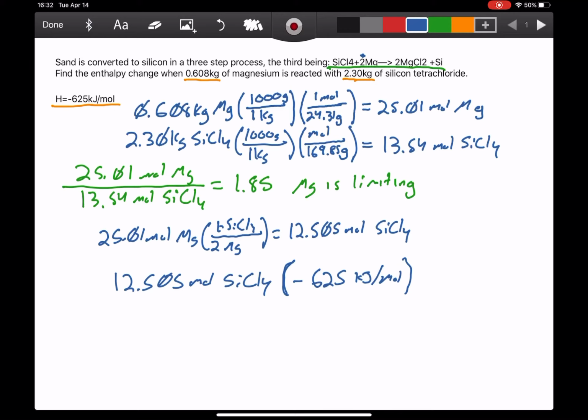Now, we're able to multiply that. This is kilojoules per mole, and this is the number of moles of silicon tetrachloride. So the overall enthalpy is going to be the molar enthalpy times the number of moles. So 12.505 times negative 625 is going to be negative 7815 kilojoules. And that is going to be your answer for this problem. That is the total enthalpy of reaction given the amount of reactants we have.